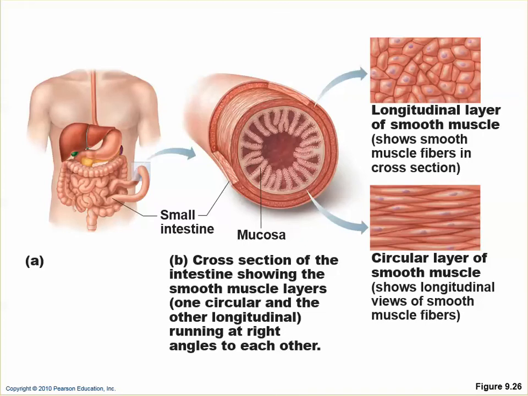So the circular layers are obviously going to constrict. If we find it around the lumen of a tube, like a blood vessel or the intestine, then it causes constriction. The longitudinal layer runs at right angles to that circular layer, and what it does is it ends up shortening the tube, therefore dilating it, kind of like a Chinese finger trap.